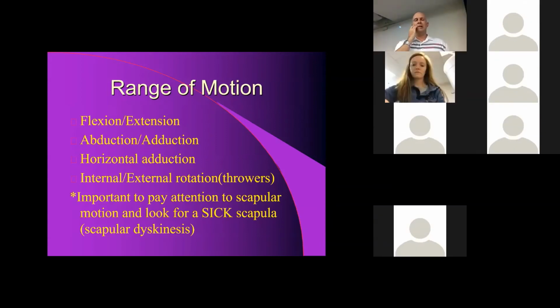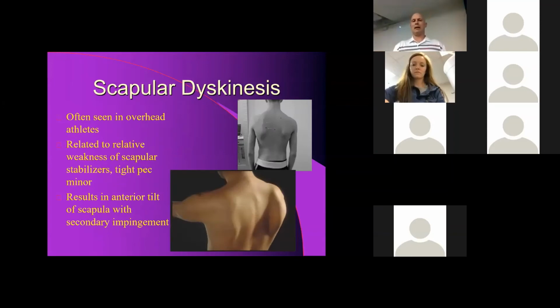The other thing you want to pay attention to is their scapula as they're doing some of these motions. People can get what's called a sick scapula, or scapular dyskinesis. I have a picture of that on the next slide. If they have a shirt on, it's going to be hard to see. So get them into a gown, or if it's a girl, a sports bra if comfortable, and have them face the wall and look at their shoulder from the back and watch how the scapula moves as they abduct and forward flex.